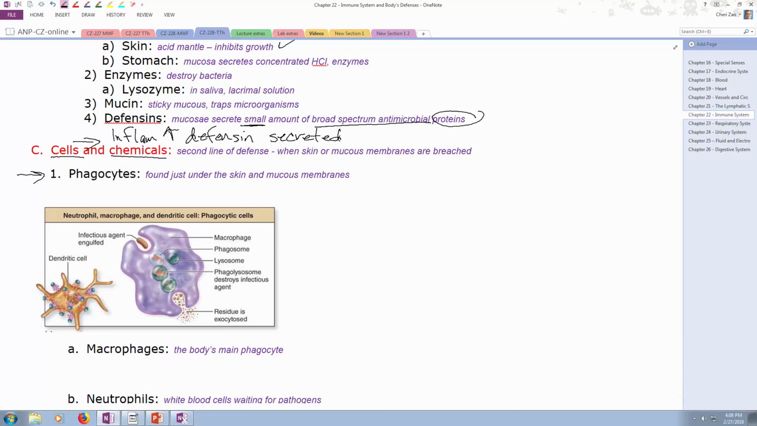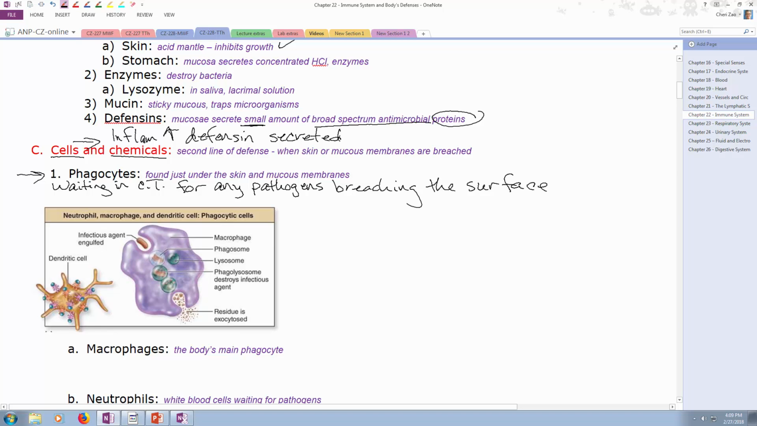More or less they are in the CT. So they're hanging around in the CT, the dermis and subdermis, for any pathogens. It doesn't matter what it is. It could be a sliver. So any pathogen that breaches the surface, they engulf the particle, it fuses with the lysosome, and you get a phagolysosome.